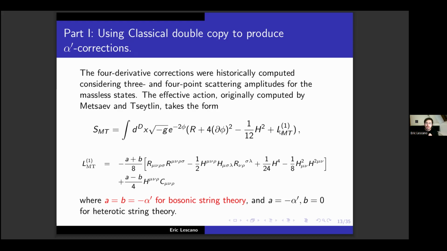And also, if you want to discuss the correction for heterotic, we haven't worked in that direction, but in heterotic supergravity, the four-derivative corrections have the same form as bosonic, but also you have some Chern-Simons contributions. It's this C mu nu rho that you can see in the second line. Particularly, we are going to take A equal B because we want bosonic, so we will focus on the first line. And also, we will focus only on Riemann squared.